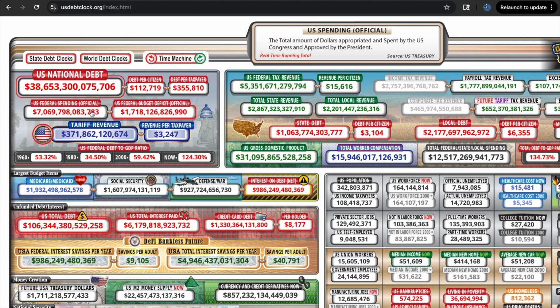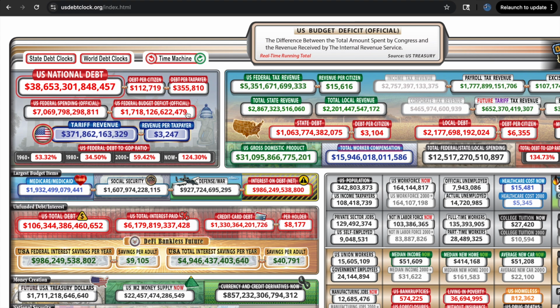Federal spending. This is how much the US government spends on an annual basis. Pretty simple. Federal tax revenue. This is how much the US government collects in taxes on an annual basis. Think of the US government like a business, and their revenue is the taxes you pay.